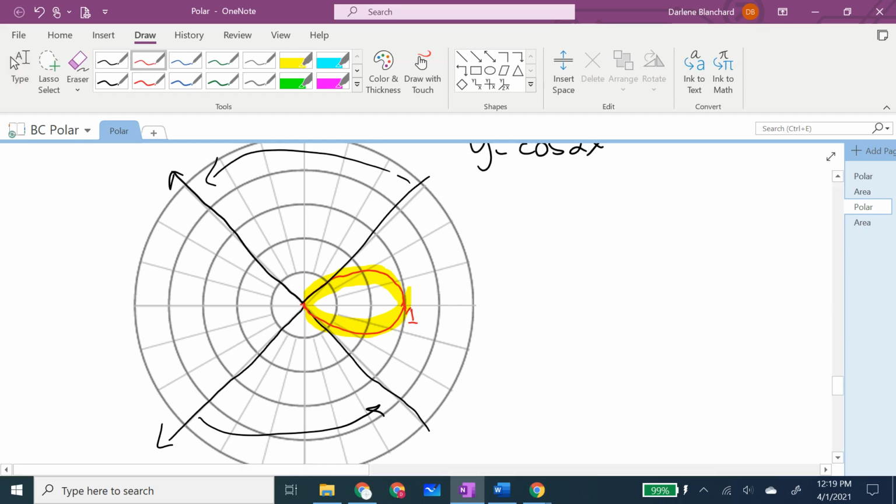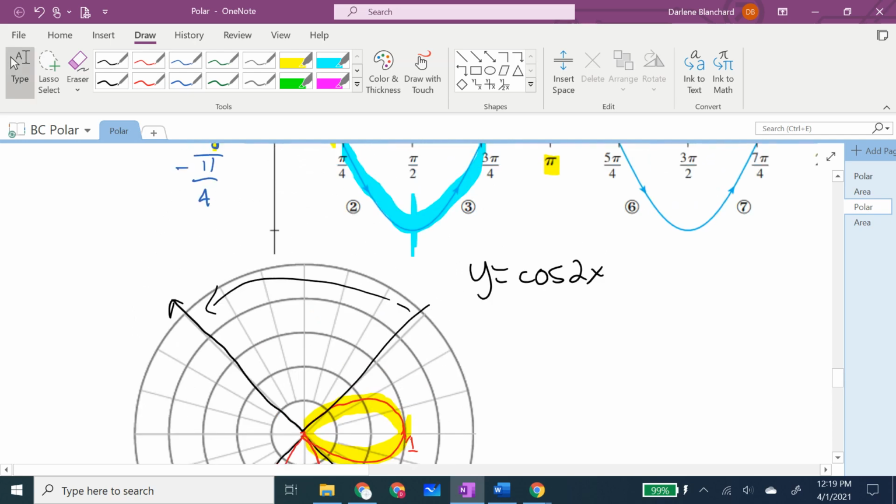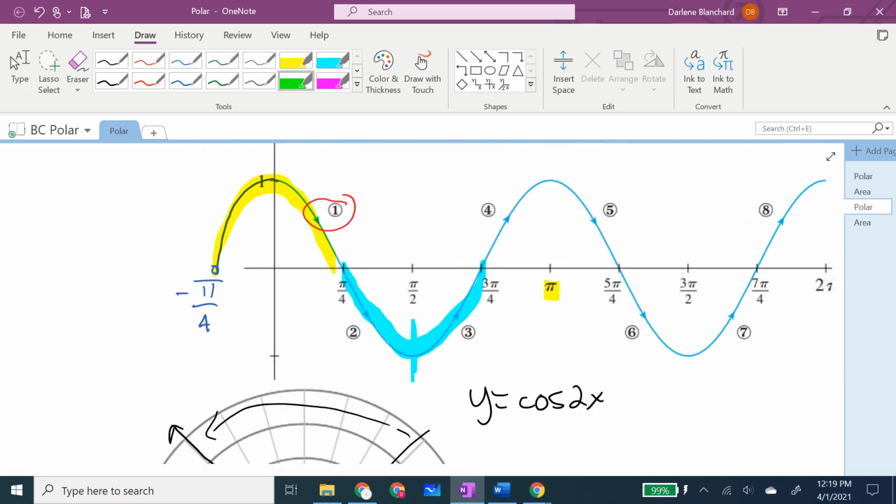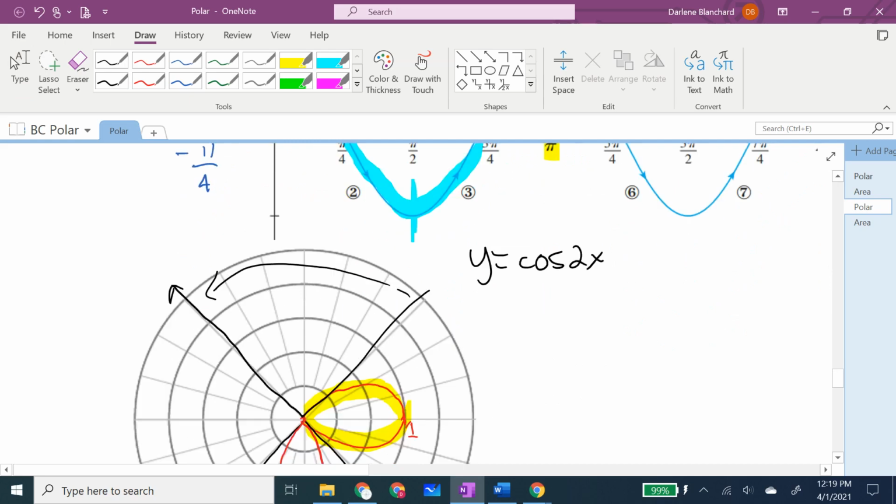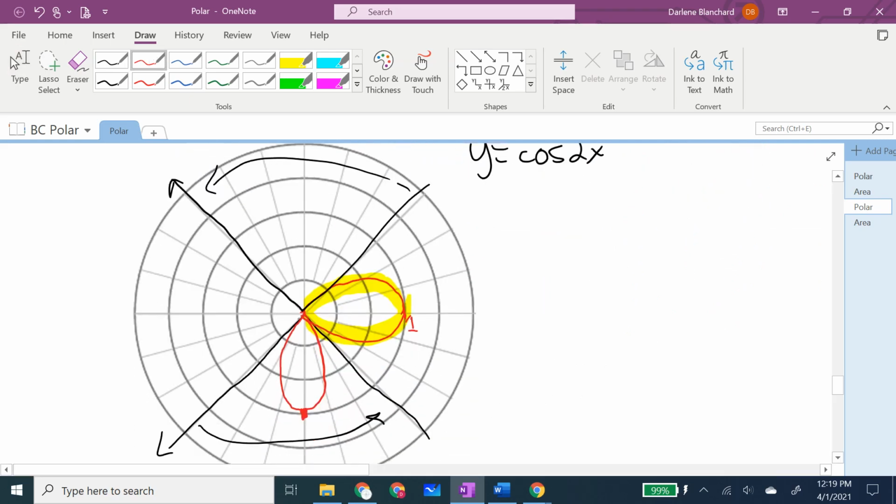At pi over 2, it is peaking at negative 1, and it is spiraling out and back in. Then, from 3 pi over 4 to 5 pi over 4, another loop takes place, but this time it's a positive radius. And it reaches r equals positive 1 at pi.